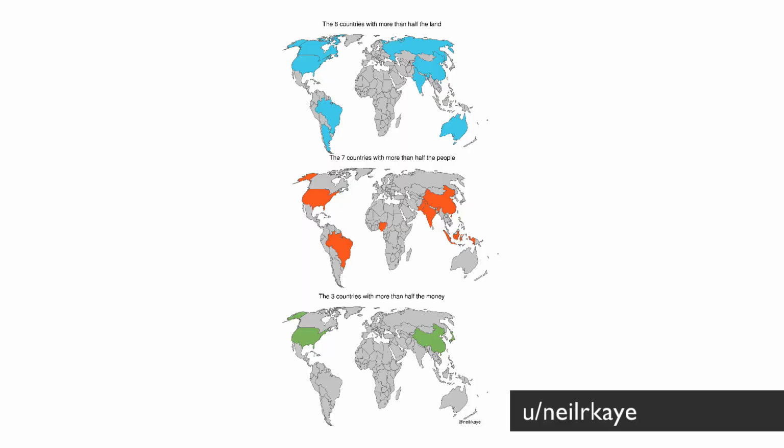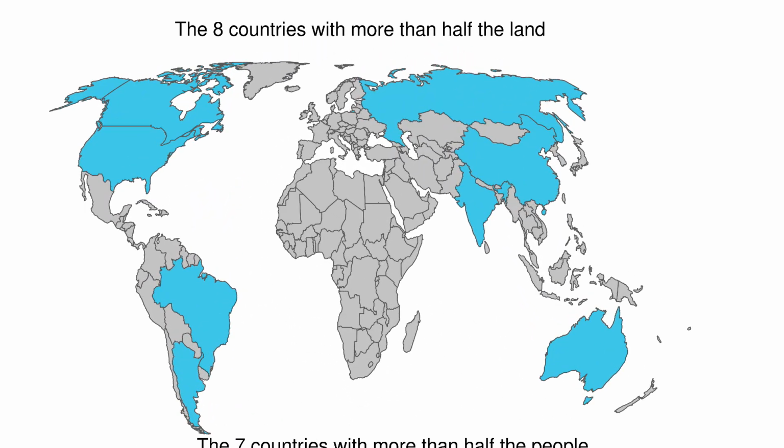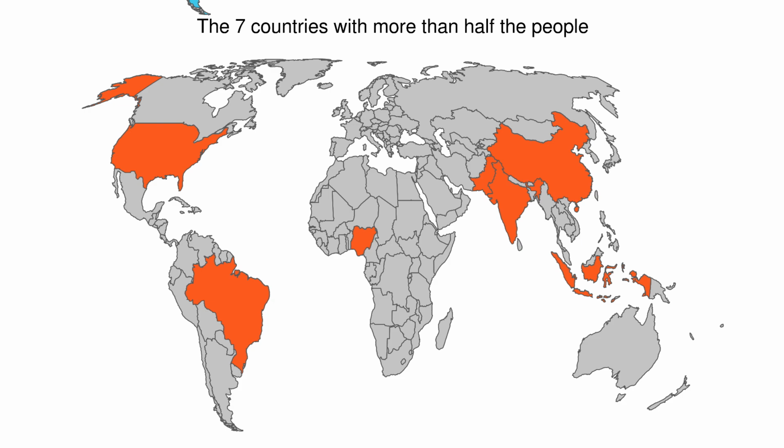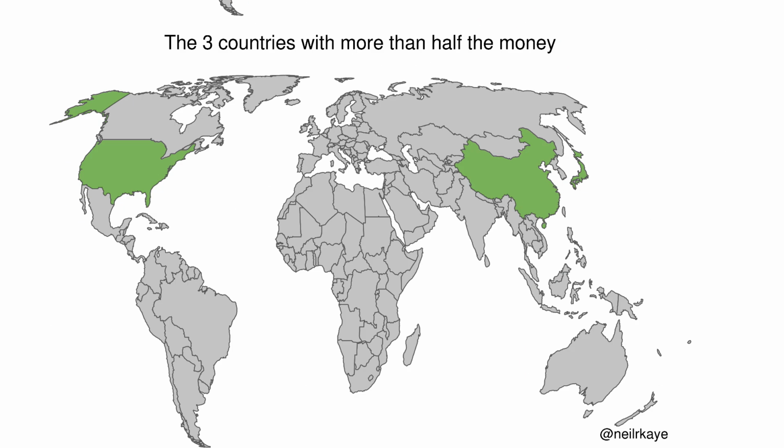Okay, let's learn about the world through some data visualizations. So this first visualization is 3 in 1. First, we see that just 8 countries have more than half the land. When it comes to the people, just 7 countries have more than half the people. And 3 countries have more than half the world's money: US, China, and Japan.